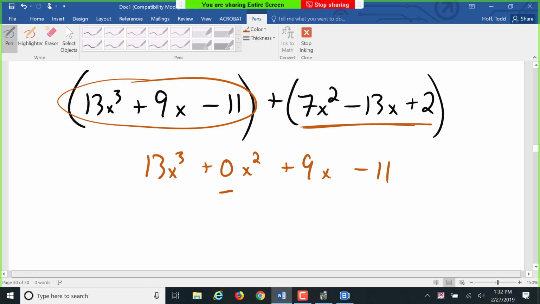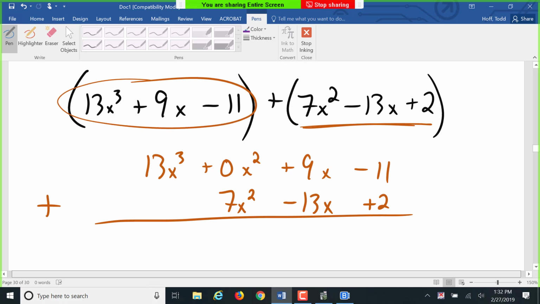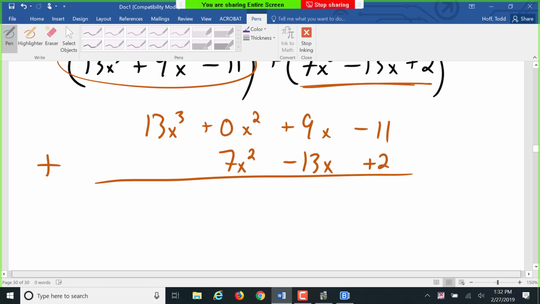This number then lines up. The 7x squared lines up with the 0x squared. Negative 13x lines up with the 9x. And the 2 ones goes with the negative 11 ones. And we are adding. So negative 11 plus 2 is negative 9. 9x plus negative 13x, negative 4x, good. 0x squared and 7x squared, 7x squared, that's positive. And then, of course, 13x to the third.